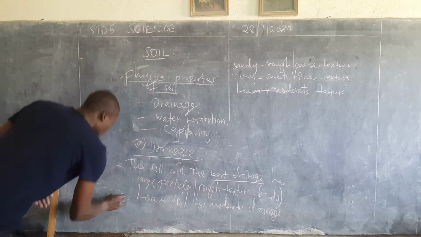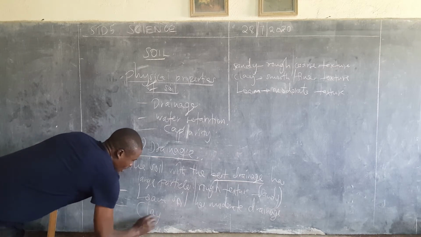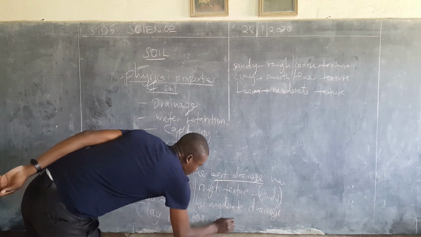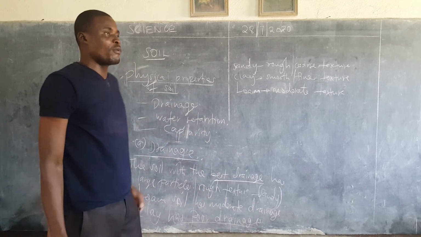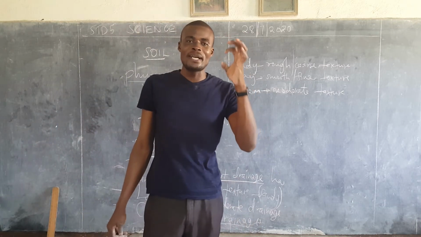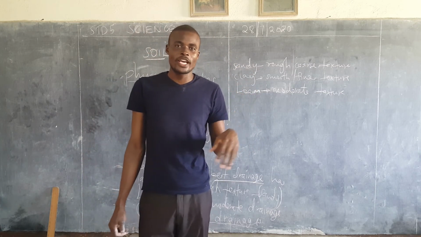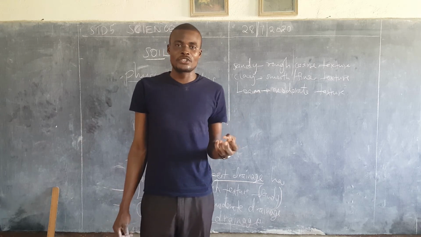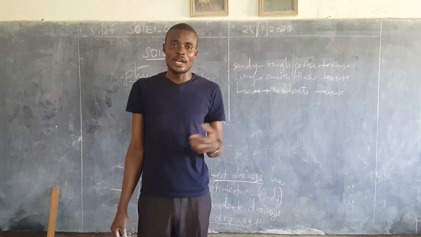And then again, the last one here is clay. Clay has poor drainage. It has the poorest drainage. Why is it having the poorest drainage? Because of its fine particles. Because the particles are very fine, water takes long to get into it. That is why in any place where there is clay soil, we refer to those places as waterlogged. Why are they waterlogged? In those areas we experience a lot of floods.